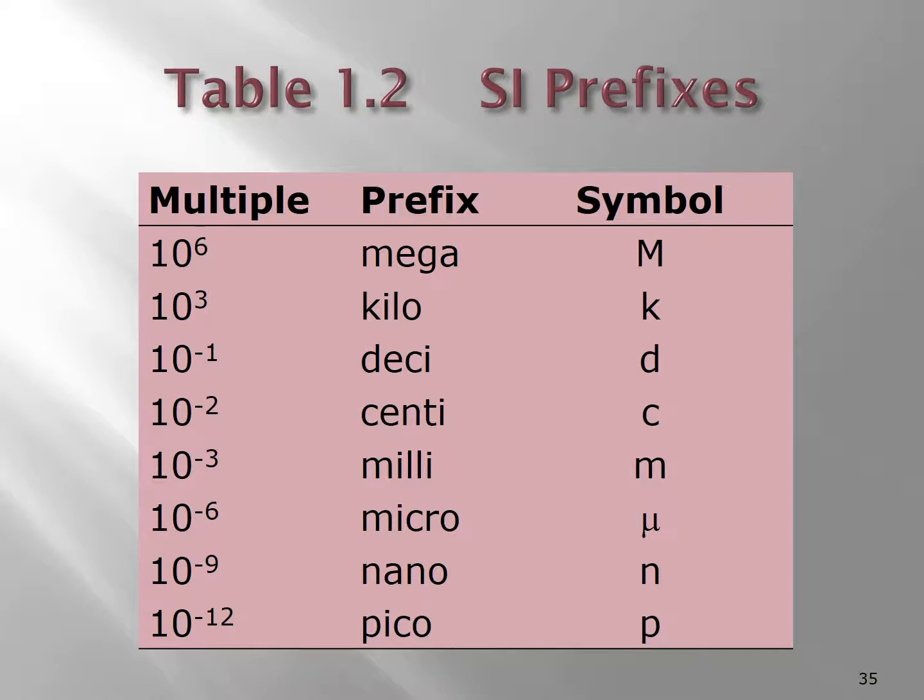So if you're talking about 1/100th of a meter, you're talking about a centimeter. If you're talking about 1,000 grams, then you're talking about a kilogram. A kilometer is 1,000 meters. A milliliter is 1/1000th of a liter. So you can use these. A microsecond would be 1/1,000,000th, or 10 to the minus 6 seconds.